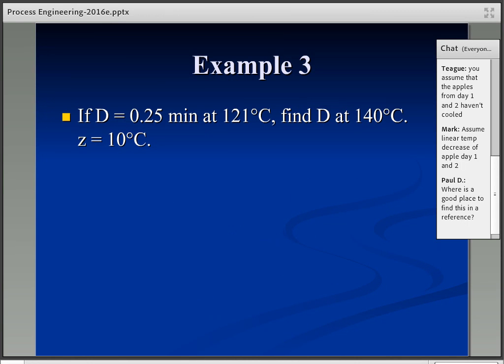Okay, so first example, we're given a D of 0.25 minutes at 121C, which happens to be the standard temperature. And if we raise the temperature to 140 degrees C, find D. Our Z value for the organism is 10 degrees C.